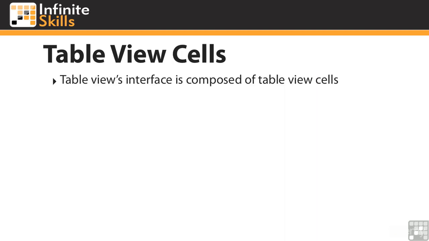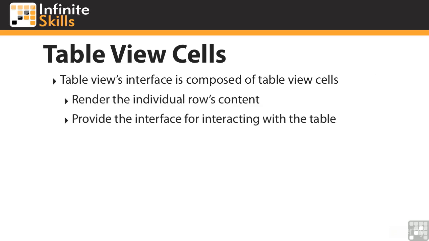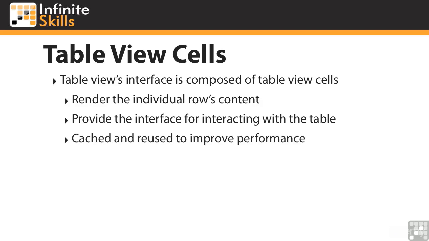The table view's interface is composed primarily of table view cells. These cells are responsible for rendering the individual row content. They also provide the main interaction point with the table view and provide the event handling to enable tapping and swiping on rows. The table view caches and reuses cells very efficiently.